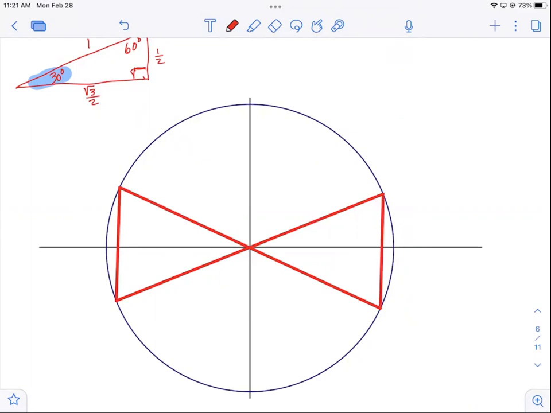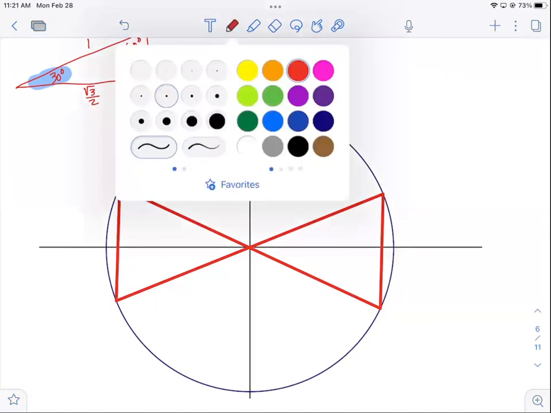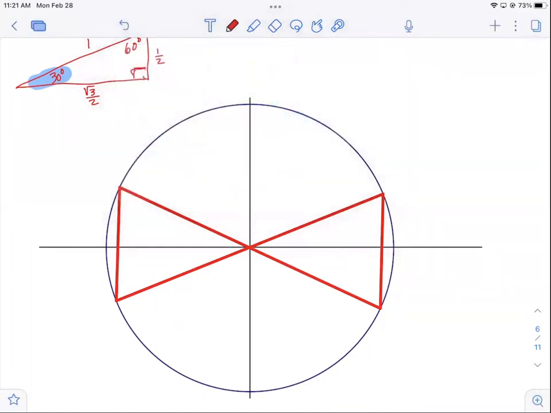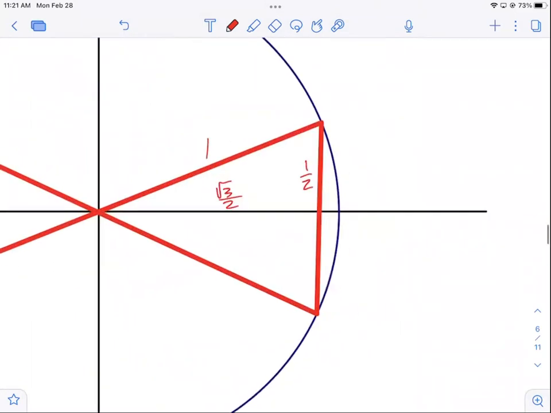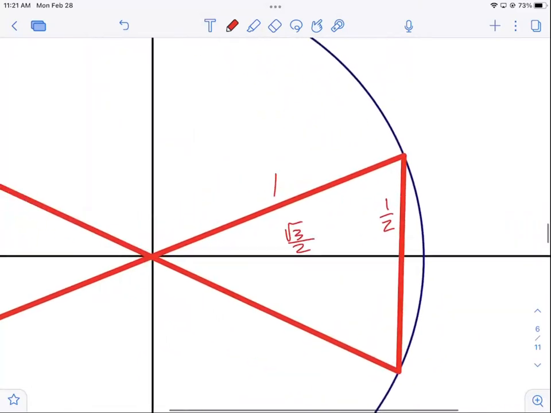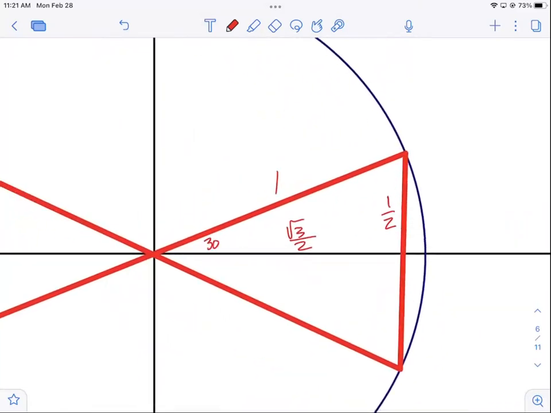All right. And now we've created it. So I'm not going to shade it, but you can see them. All right. So let's look at quadrant 1. I've got the side length of the square root of 3 over 2, and I've got the height of 1/2, and I've got the hypotenuse to be 1. Okay. And of course, this is 30 degrees right here.